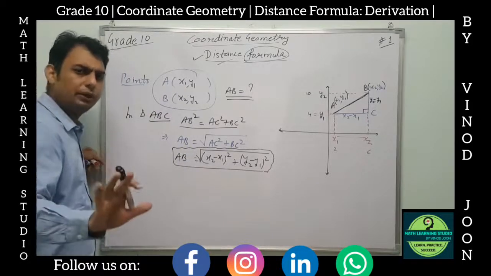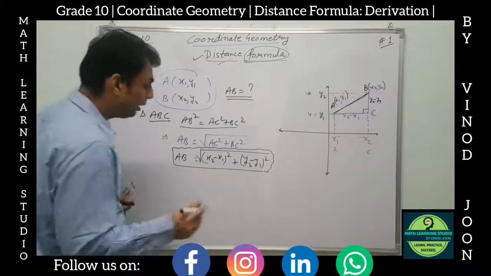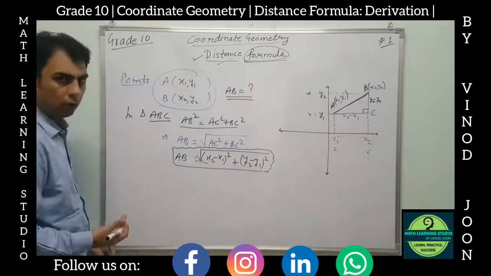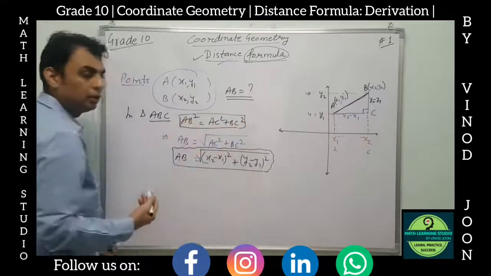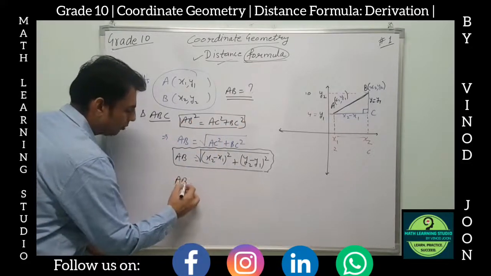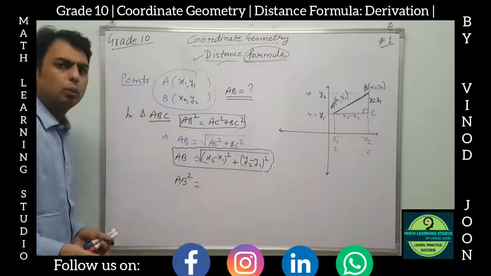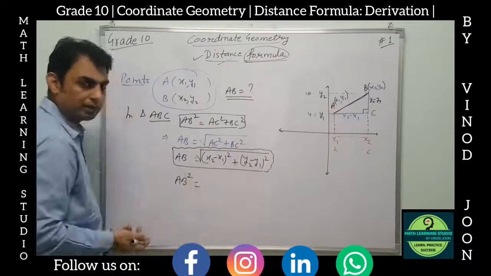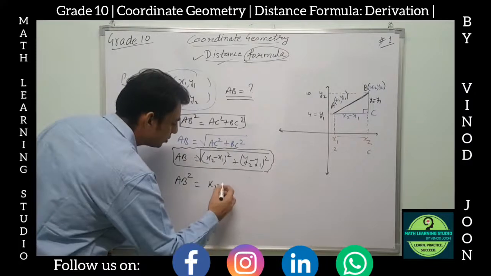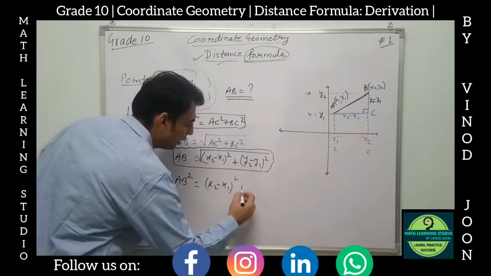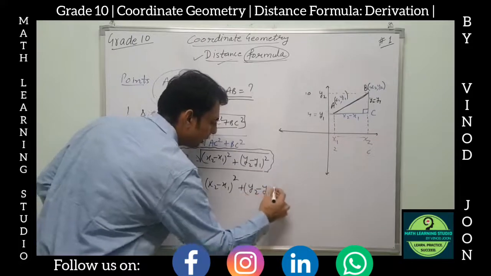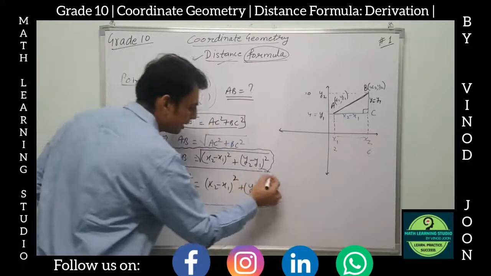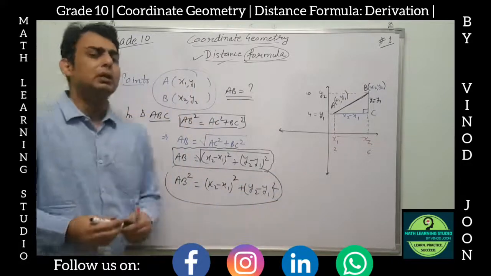In 10th class, you only have real numbers, right? Okay. Now there is one more form of this distance that is used, and that is the square form. If we have to find AB square, we just have to remove the square root from that side. So it becomes x2 minus x1 whole square plus y2 minus y1 whole square. This is, you can say, the second form of the distance formula.